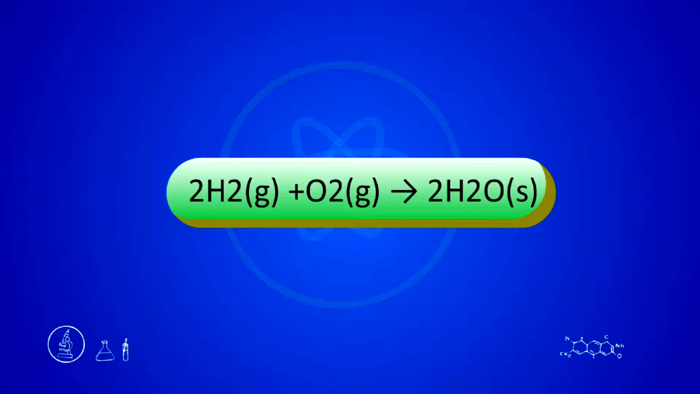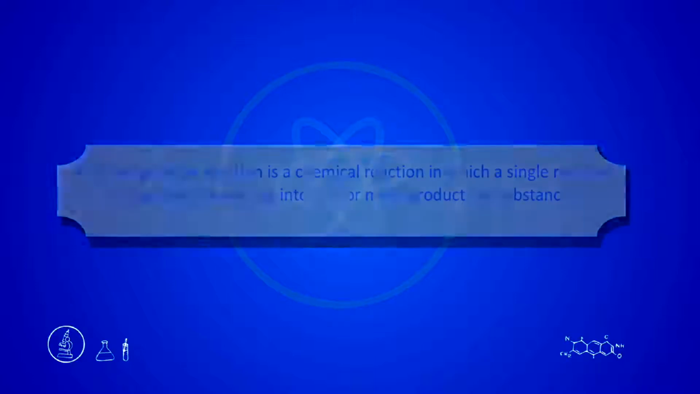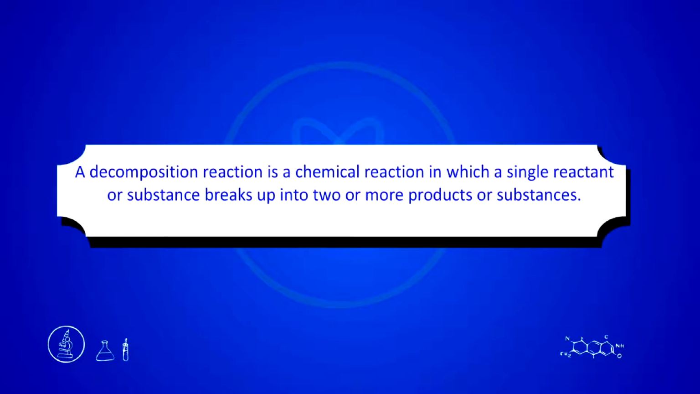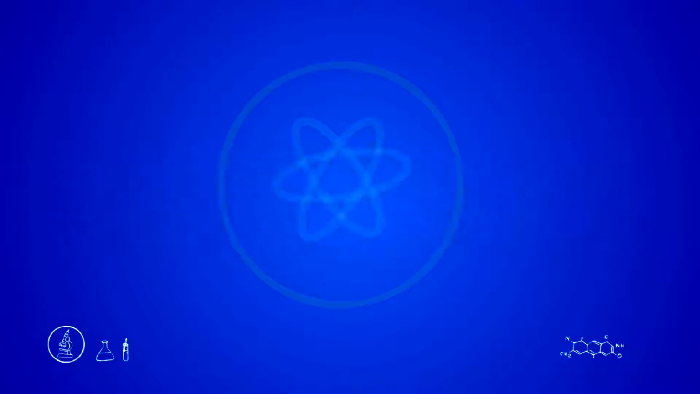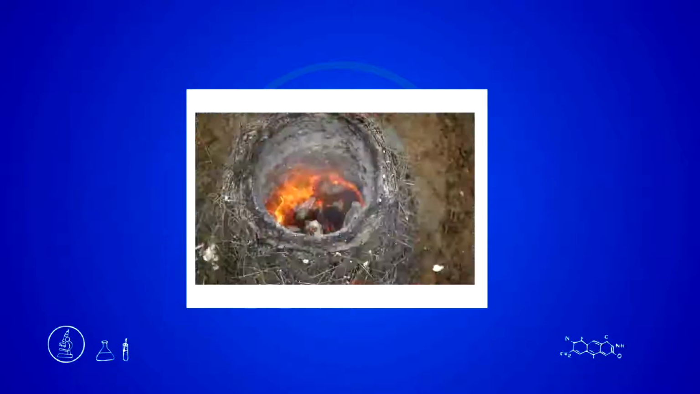2H2O(s). Decomposition reaction. This reaction is the opposite of the combination reaction. A decomposition reaction is a chemical reaction in which a single reactant or substance breaks up into 2 or more products or substances. For example, during ancient times and even now quicklime is produced by heating limestone, CaCO3.